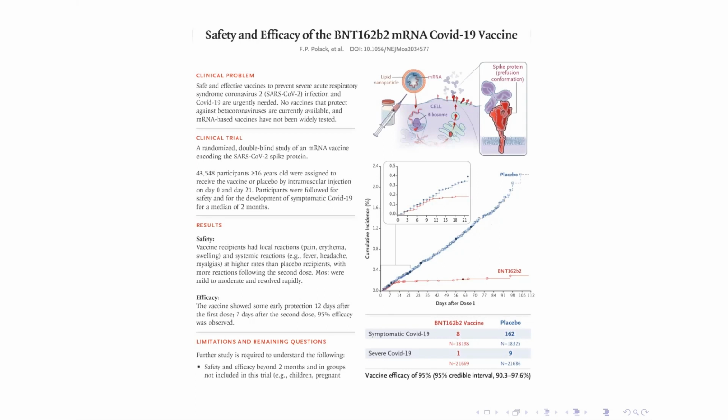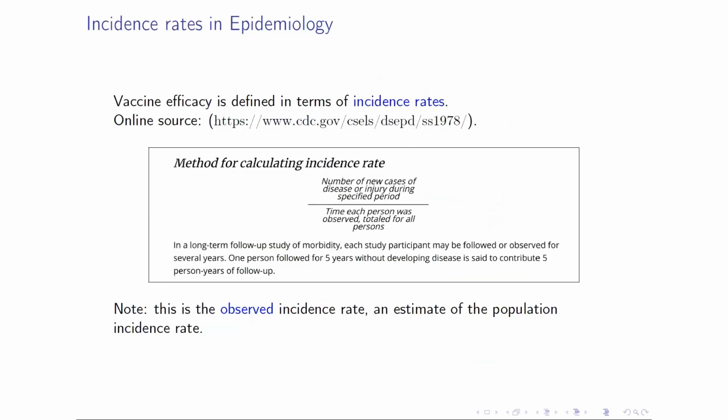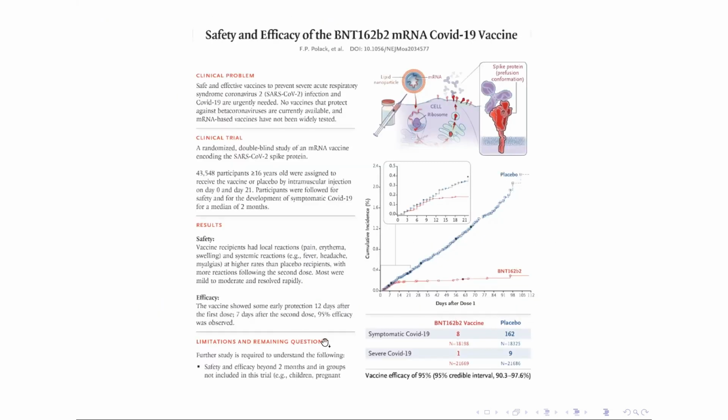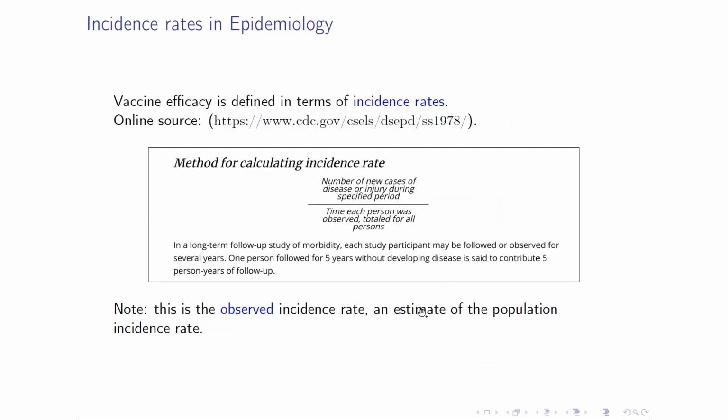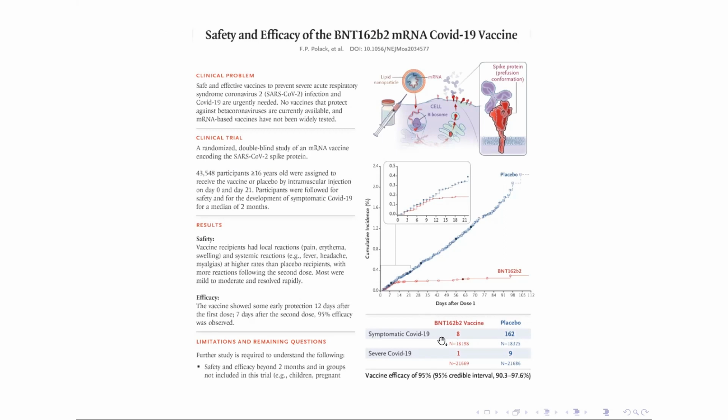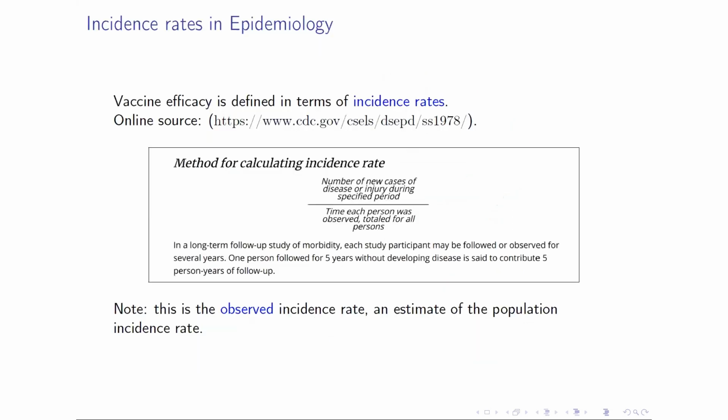And the interesting thing is that it was a Bayesian analysis. If you read the details here, look at this. Down here, there's a credible interval, because the estimation of vaccine efficacy was done with a Bayesian credible interval and not with a confidence interval. All right, so let's see what they mean by vaccine efficacy.